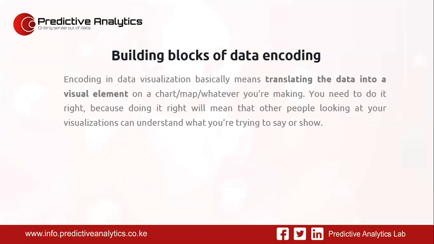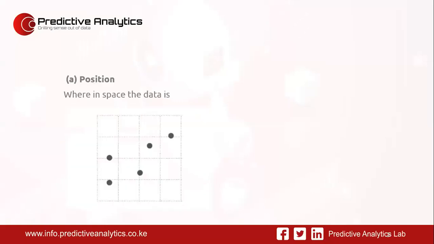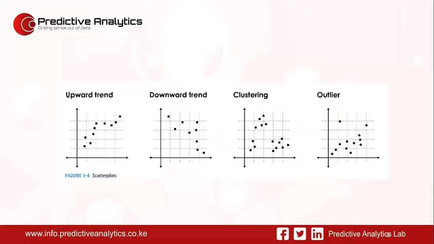So we saw that encoding is translating data into a visual element like a chart or a map or whatever you're going to make. We saw that there are various ways of encoding visuals. We looked at position, length, angle, direction, shapes, area, volume, and color. Color being either saturation or a hue. So we looked at position. That was where in space the data was. We looked at the scatter plots, upward trend, downward trend, clustering, and outlier.